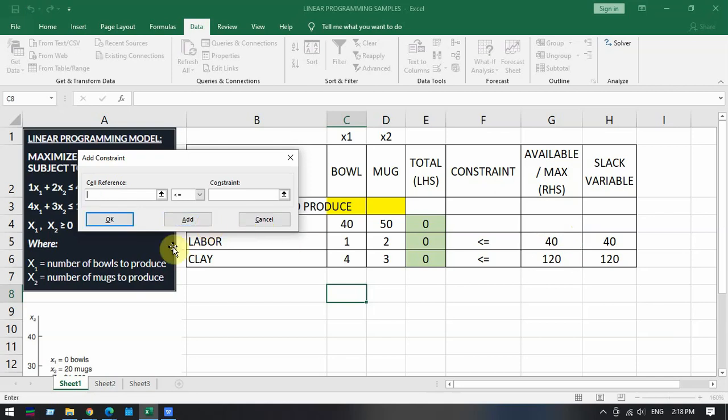So right now we don't see what we have added for labor, but it's already there. So we can just proceed to our second constraint, which is clay. Again, left-hand side, this one. And then this is less than or equal to, so this is already okay, and then we also input the right-hand side. This one, 120. Since we don't have any more constraint to add, we can just click OK.